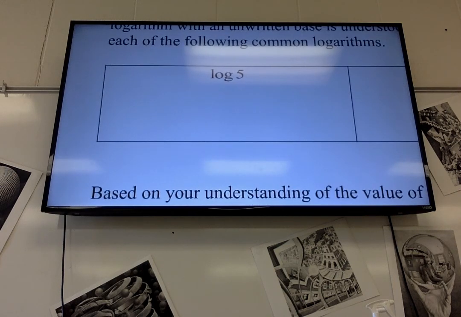So like this one says log 5. That means log base 10 of 5. It's just not going to say that because, as we know, mathematicians are inherently lazy, and we like to simplify things. We like things as simple as possible. We don't want a bunch of extra stuff. So if it's a common log and it doesn't have a number there, we assume it's a 10. It's an understood 10. So all you have to do here is hit log 5 on your calculator.